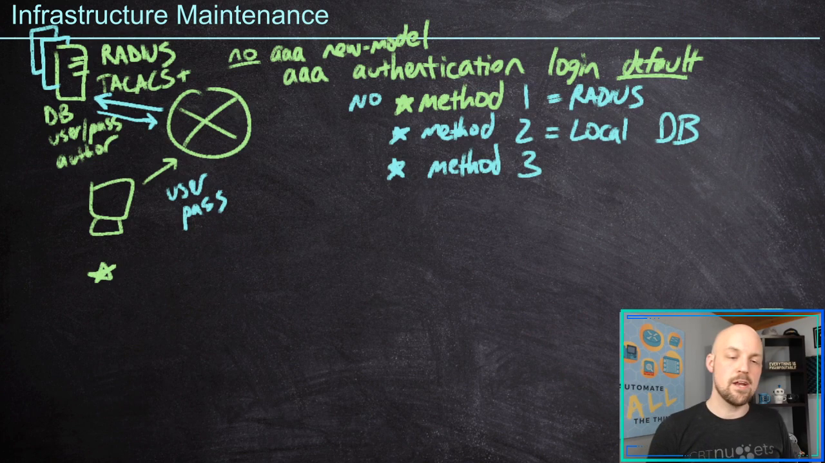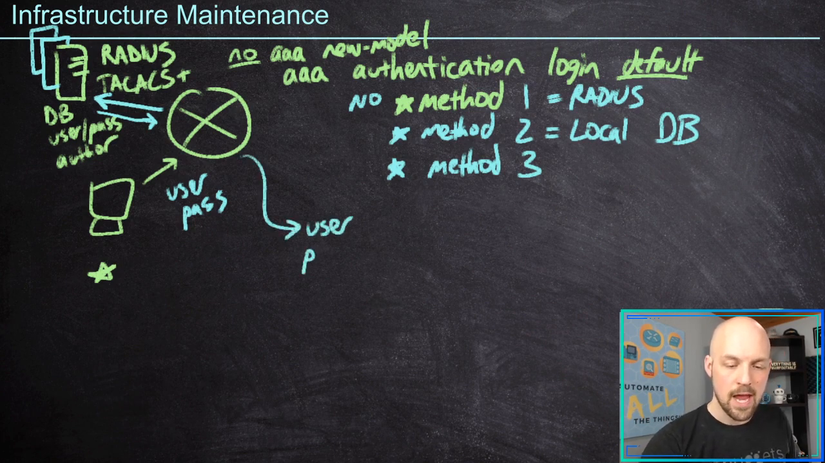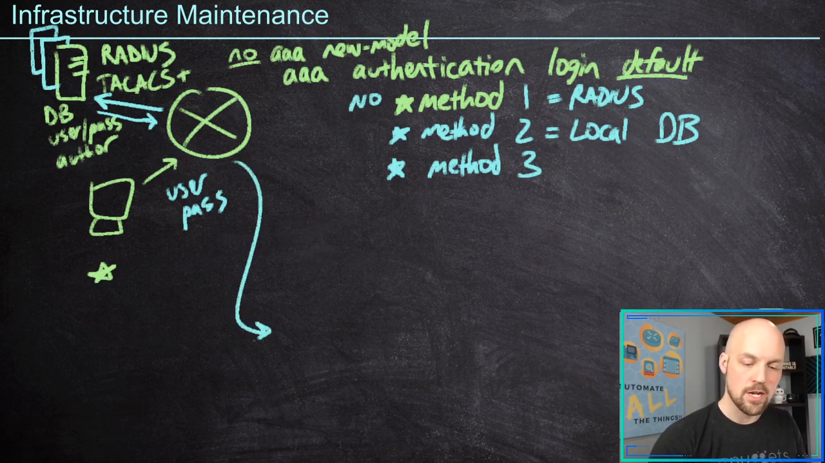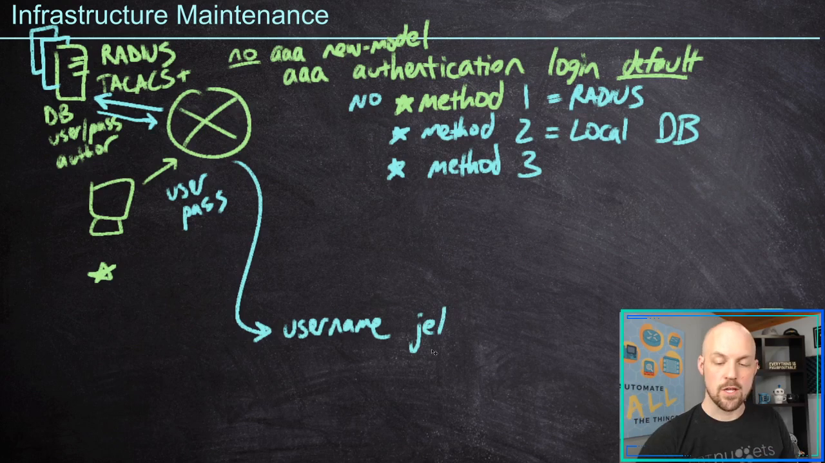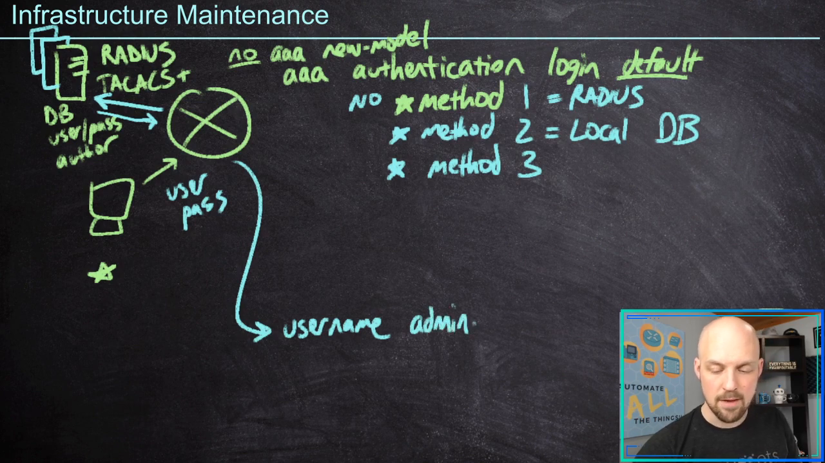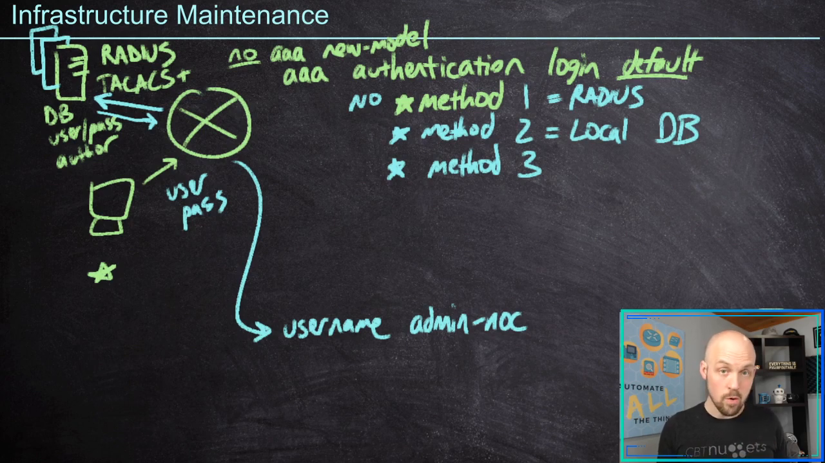What is that local database? Well, that is simply the router holding a username and password. Let's do the full command here, using the username command. So I'd say username Jeff, whatever you want. Realistically, you're going to make this some kind of admin account, some kind of username that we're only going to use in an emergency. So there's my username. I could use the word password.